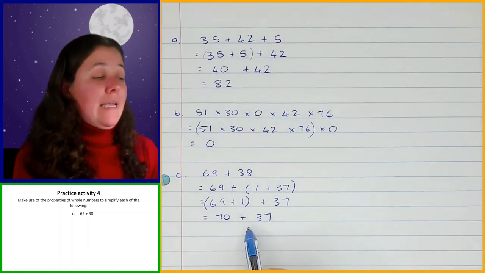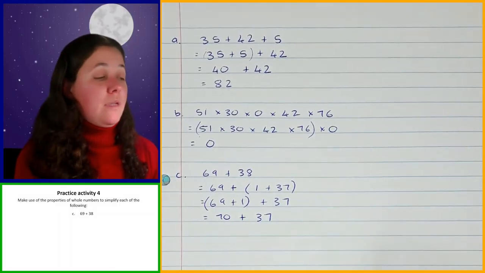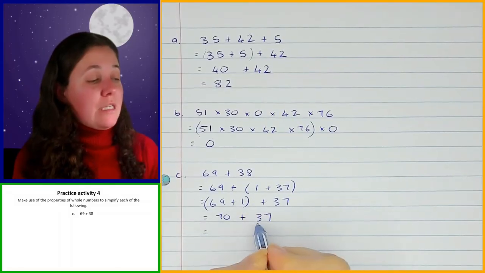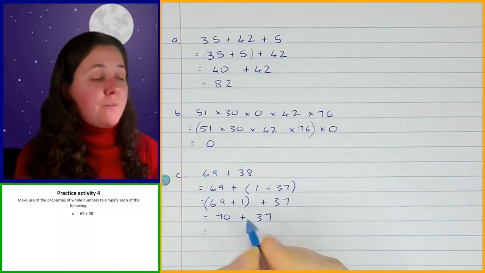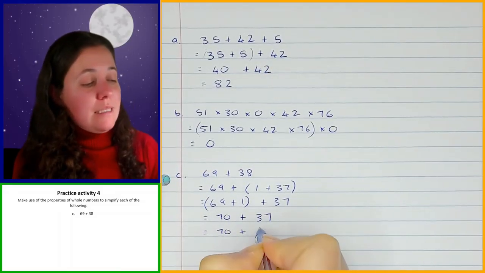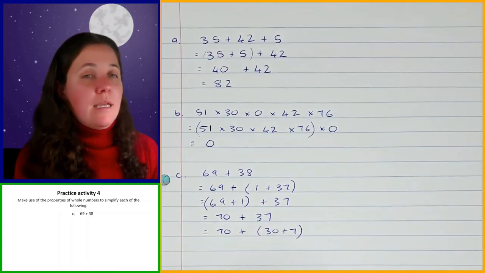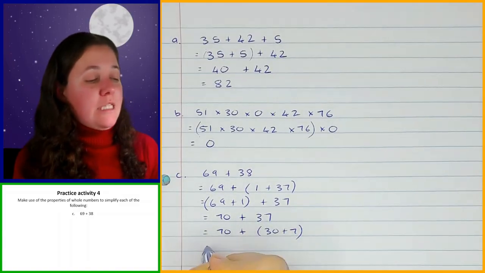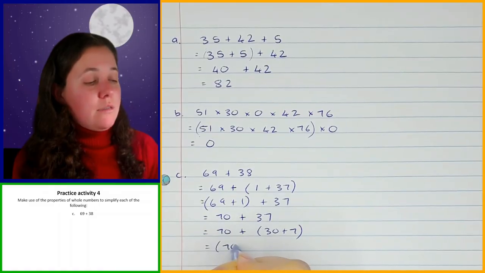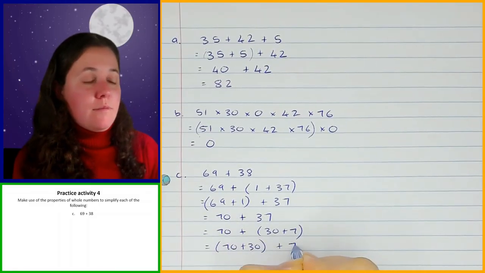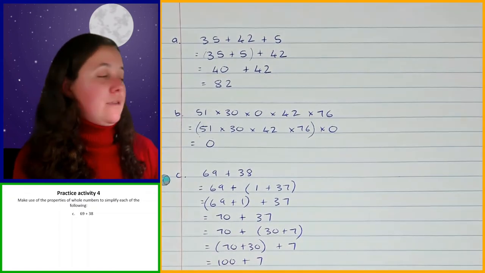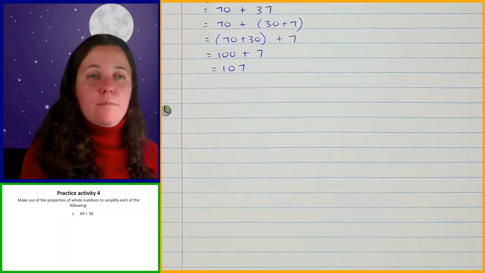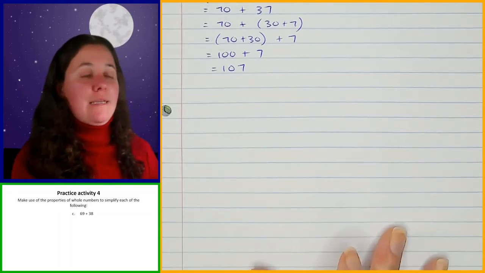And now, again, I'm going to use the associative law and say I can split this up, the 37 I can split up and put the 30 with the 70 because I want to get to 100 now. So I've got 70 plus, and this is 30 plus 7, and then I'm going to put the 70 and the 30 together, giving me 100. And then that gives me 100 plus 7, which is 107. So that is what you should have got for question C.